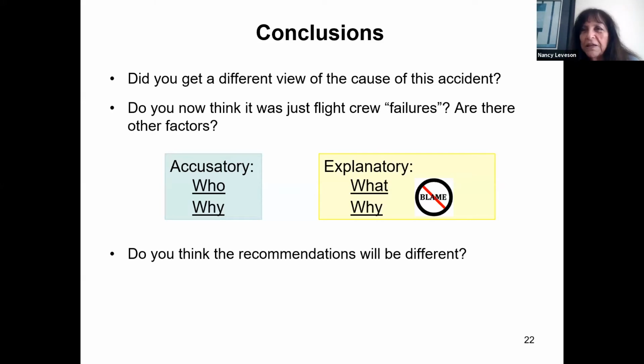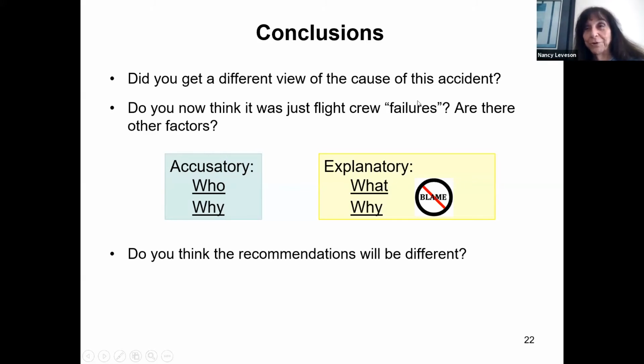And yes, you do get a really different view if you write the accident report differently. Isn't that interesting, that it makes such an impact on how you write it? But the first one I showed you, the who, is usually the emphasis in most accident reports that I've seen. Maybe some people and some groups do a much better job, and I haven't seen many of them, but most of them do that. Now, do you think it was just flight crew failures? Are there other factors?